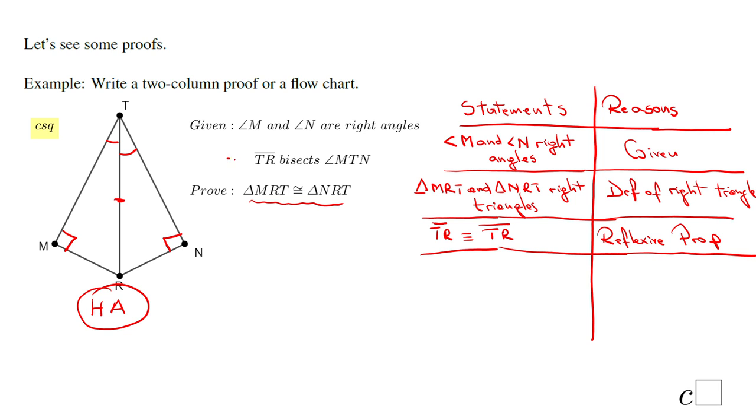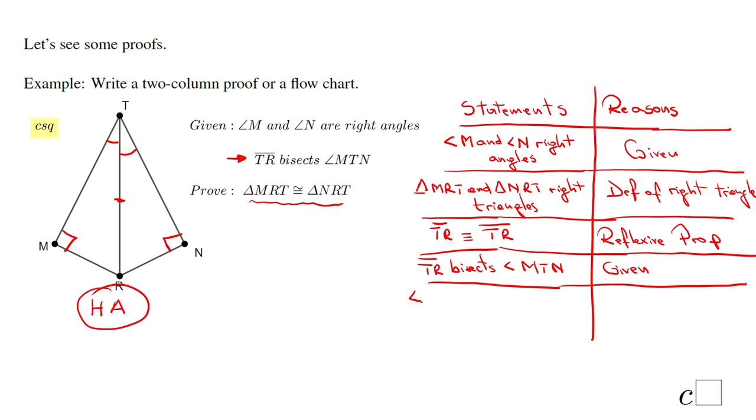Then I'm going to grab this one right here, TR bisects angle MTN, and this is given to us. And you see this given is right here down. Sometimes that's the case. And by the way, you could have started with this first statement instead of angle M and N right angles. You could have switched these statements.